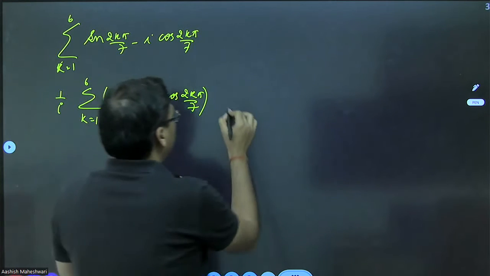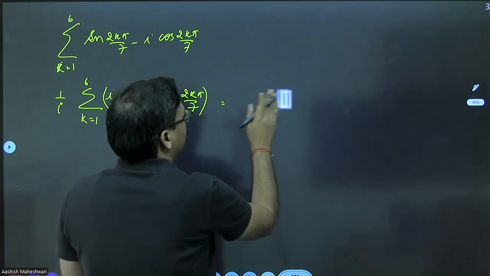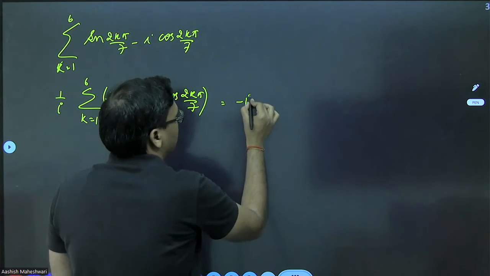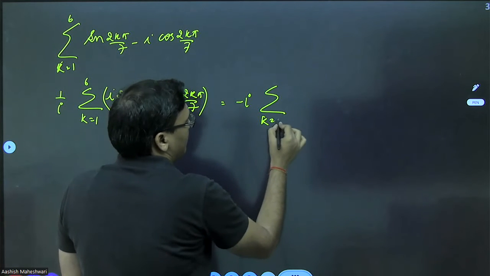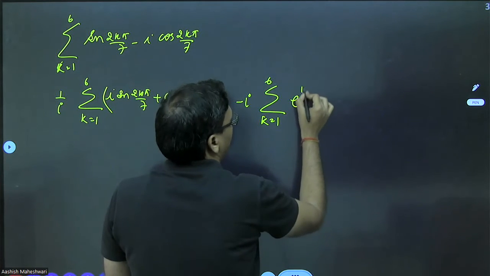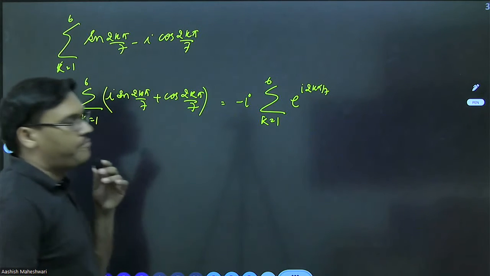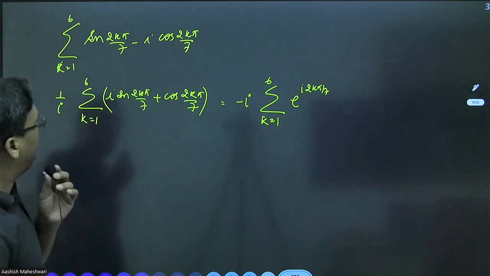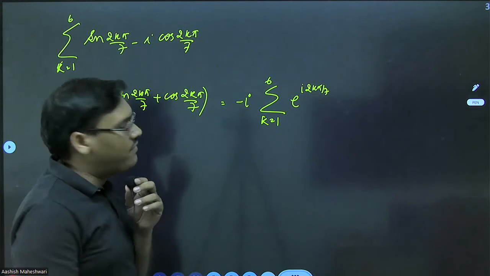Now, can we say this is equal to, what is 1 by iota? 1 by iota is minus iota. So I'm writing this as minus iota, 1 by iota is minus iota, sum for k equal to 1 to 6, and this is e raised to iota 2kπ/7. We have this expression, correct? Cos theta plus iota sin theta is e raised to iota theta, which we have written.